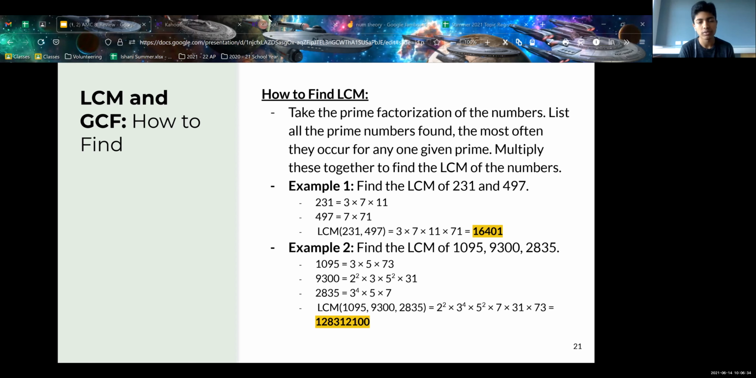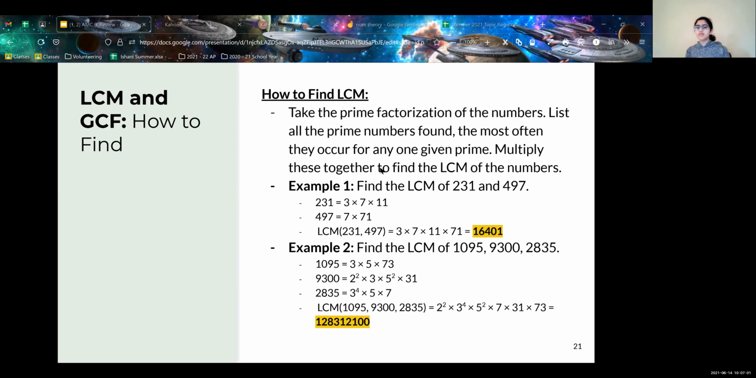As you can see, we're just multiplying all of the numbers that occur once, and for the numbers that occur multiple times, we're multiplying them at the maximum power that they occur at. So 2 squared and 3 to the 4th and 5 squared. Although there are other fives in the prime factorizations, 5 squared is the largest one. So when you multiply by 5 squared, you're going to include the smaller powers in that as well.